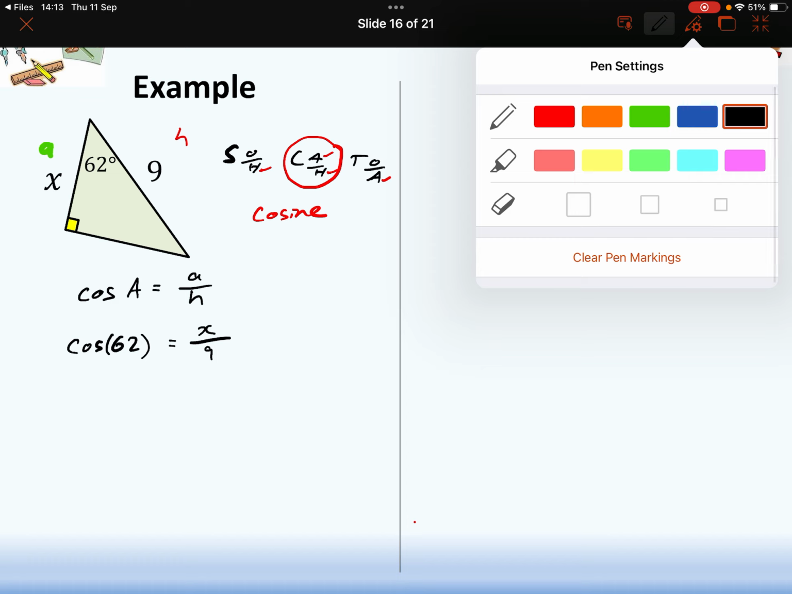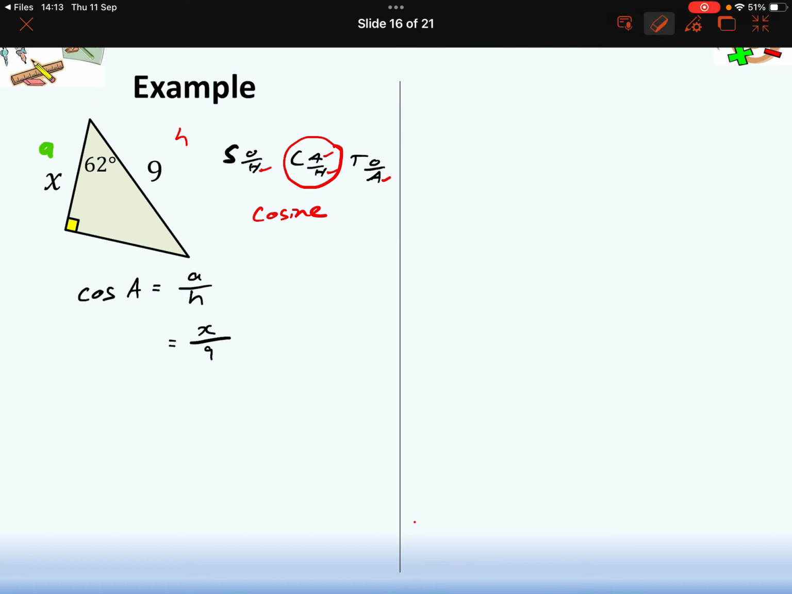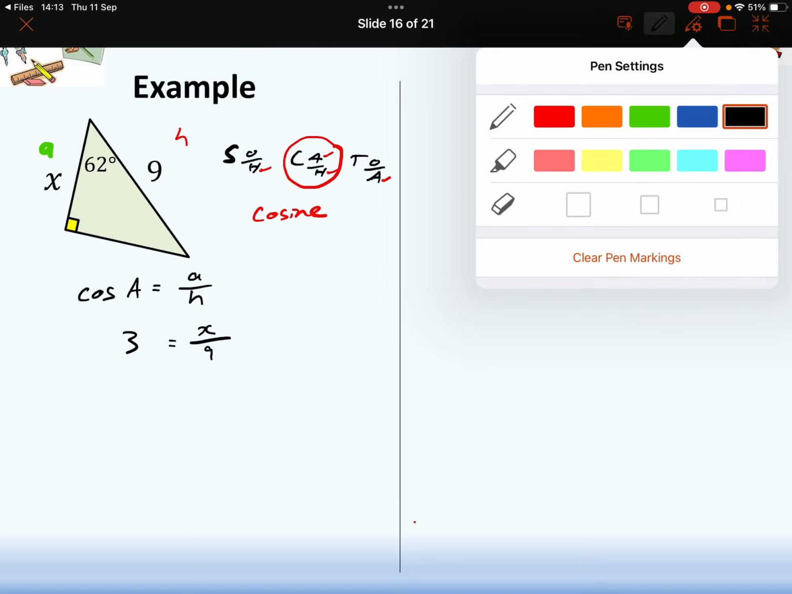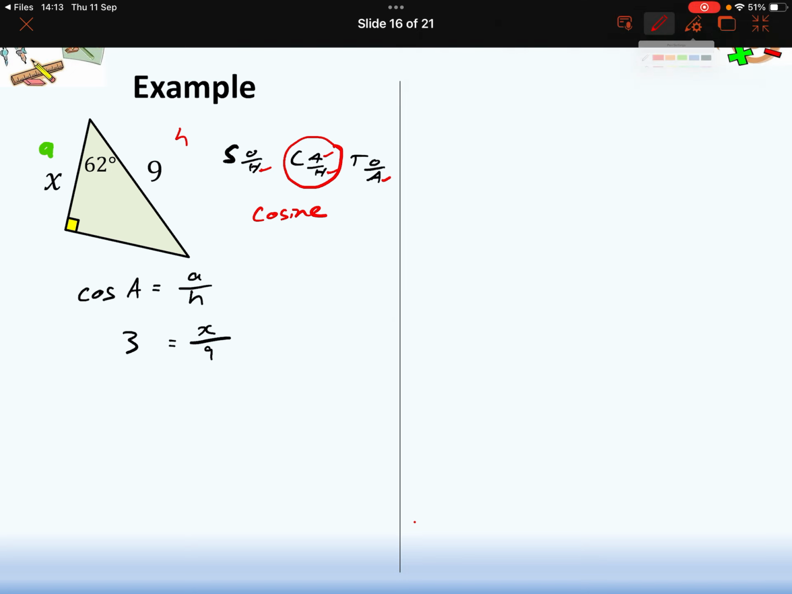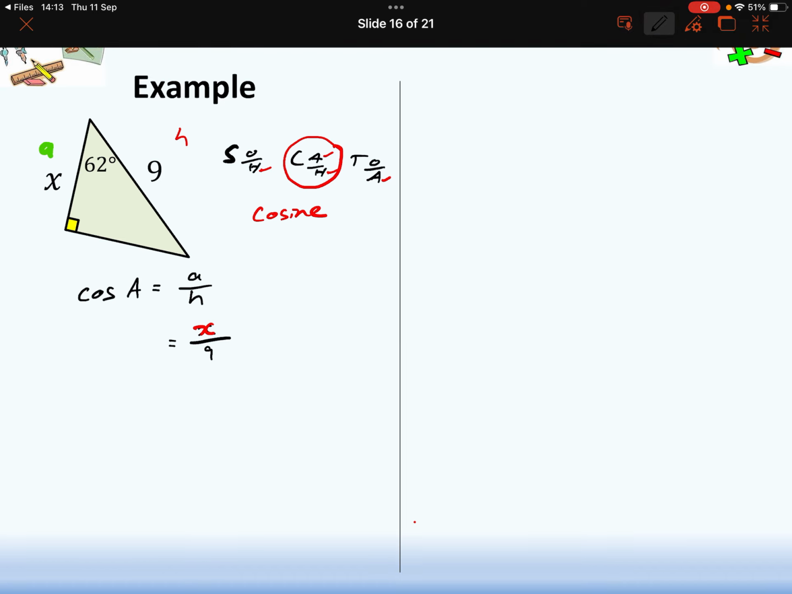So what I'm left with now is an equation, okay? It might look a bit more simple if it was something like 3 equals x over 9. Okay, but it's still an equation. We just need to solve it to get the x by itself. Okay, so cosine of 62 is just a number. When I put that into my calculator, so if I put my calculator and press the cos button, or cosine, and then type in 62, it gives me 0.4694 or something like that. Now to save me working with big long decimals, I'm going to leave that calculation until the end.